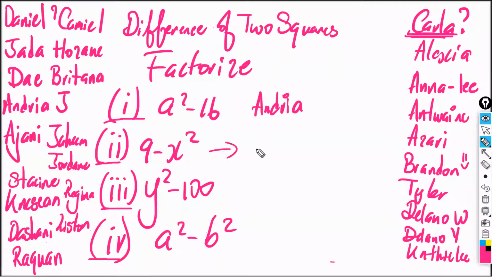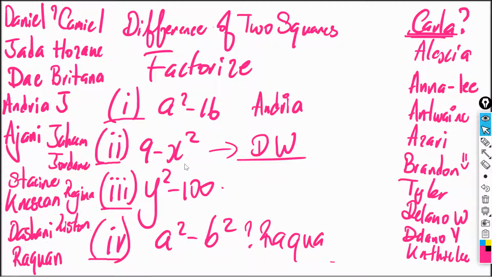Let me go with Delano Young for number 2. Delano Wright, sorry, for number 2. Sir, number 4. Who is number 4? Raquan? That's Ronnie. Dashani? Raquan, where are you? You here? Let me just make sure. Raquan, do you want to try any of them? Studying IT. You need help with IT?